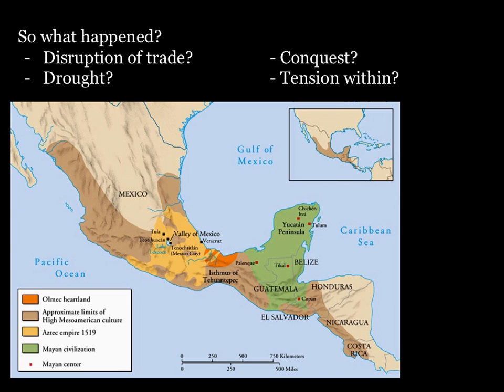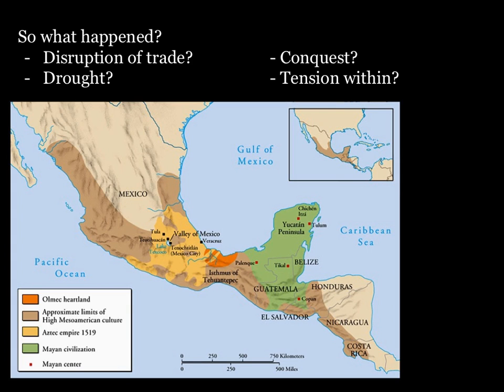Although little evidence has been found, some scholars have proposed that epidemic disease and pestilence were the prime cause of the catastrophe. Maybe they were conquered. Maybe it was a rebellion or revolution. We don't know. Most probably a combination of factors caused the end of the classic period.